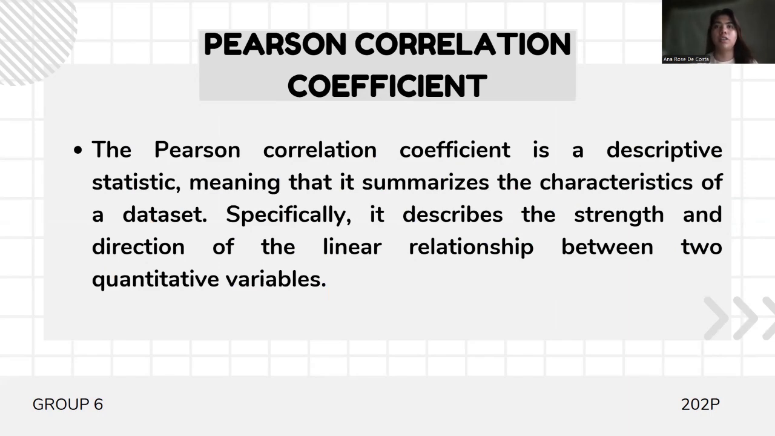The Pearson correlation coefficient is a descriptive statistic, meaning that it summarizes the characteristics of the dataset. Specifically, it describes the strength and direction of the linear relationship between two quantitative variables. It has a value between negative 1 and positive 1, with the value of negative 1 meaning a total negative linear correlation, 0 being no correlation, and positive 1 meaning a total positive correlation.